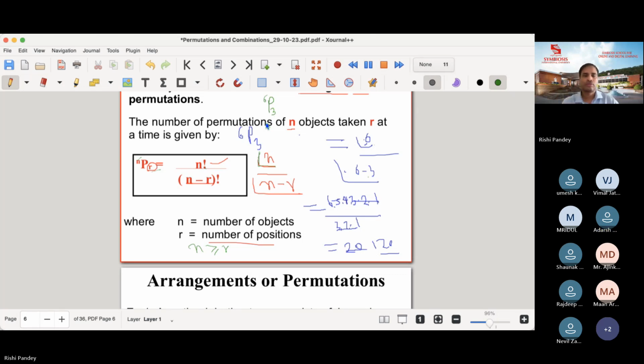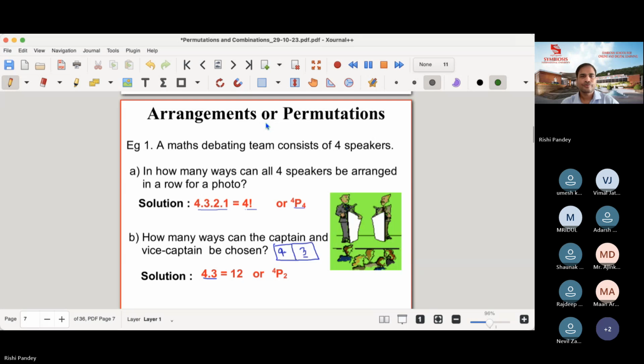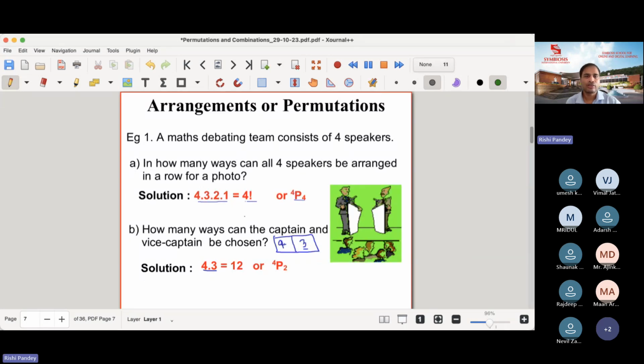Do solve this first question. In how many ways can 4 speakers be arranged in a row? If you have 4 speakers and 4 positions, we are arranging the 4 people in a row. For the first position, any of the 4 can take it. Am I right? After that, 1 is occupied, so 3 people can take the second position. Third position, 2 people. Last position, 1 person. That is called factorial 4 or 4P4. Both are right.